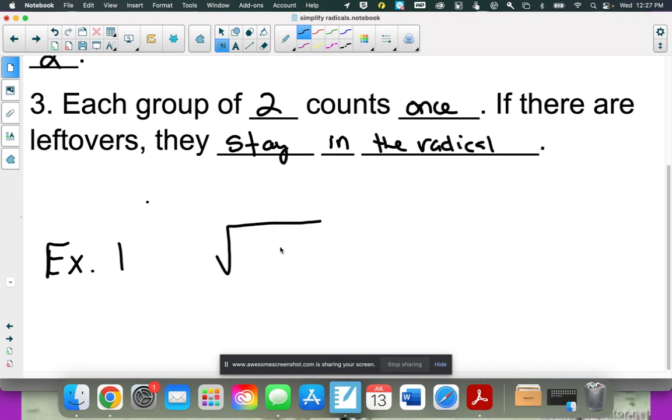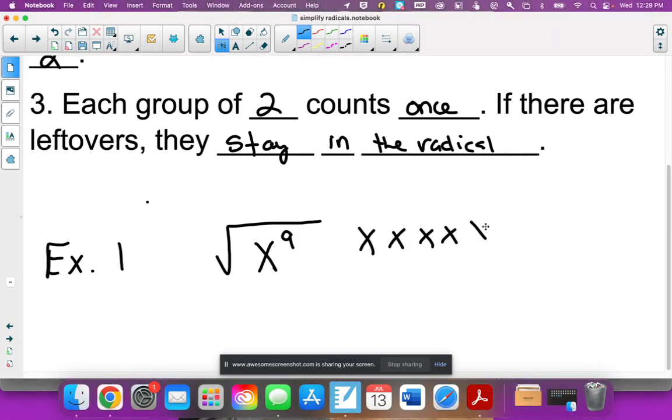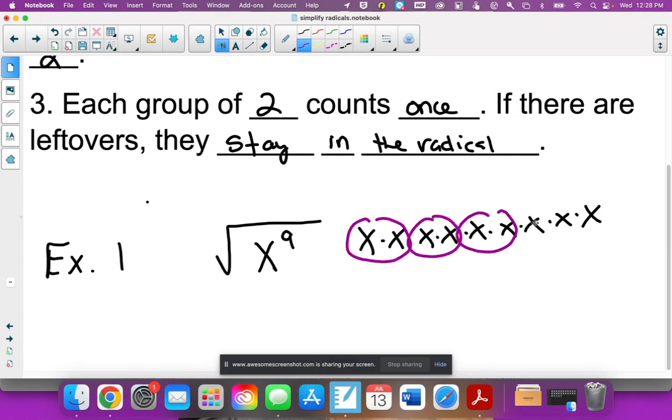If I have the square root of x to the 9th power, okay, I have basically 9 x's. 1, 2, 3, 4, 5, 6, 7, 8, 9 x's, right? Because if I multiply them, that's what happens, I have 9 x's that I multiply. I need groups of 2. So, okay, there's a group of 2. There's a group of 2. There's a group of 2. There's a group of 2. One left over, okay? Each one of these, if you were to write it out separately, would be x squared, x squared, x squared, x squared, and x.